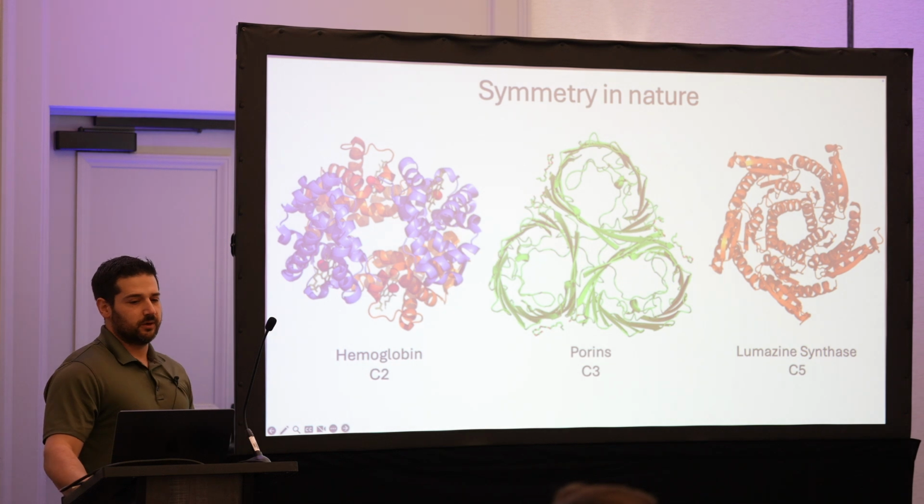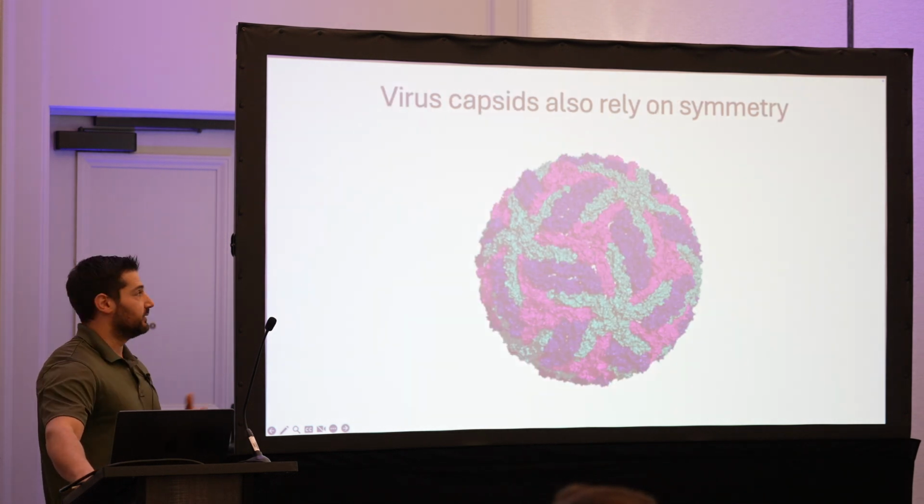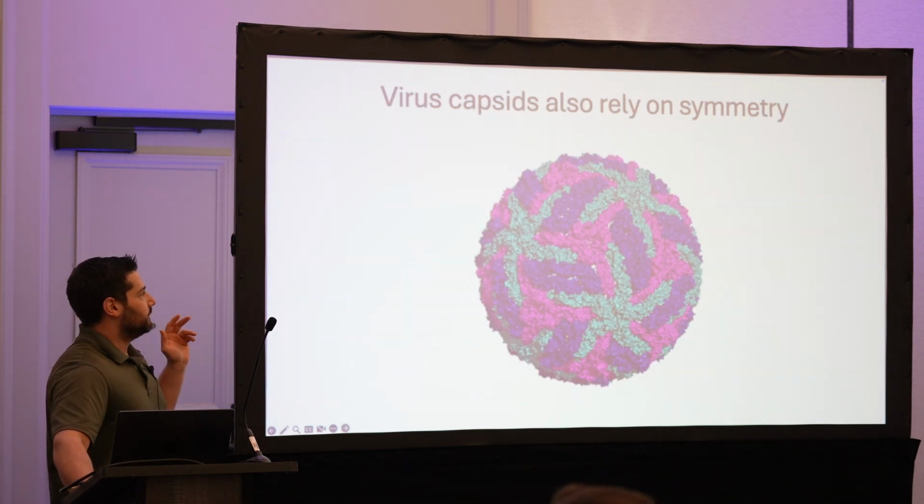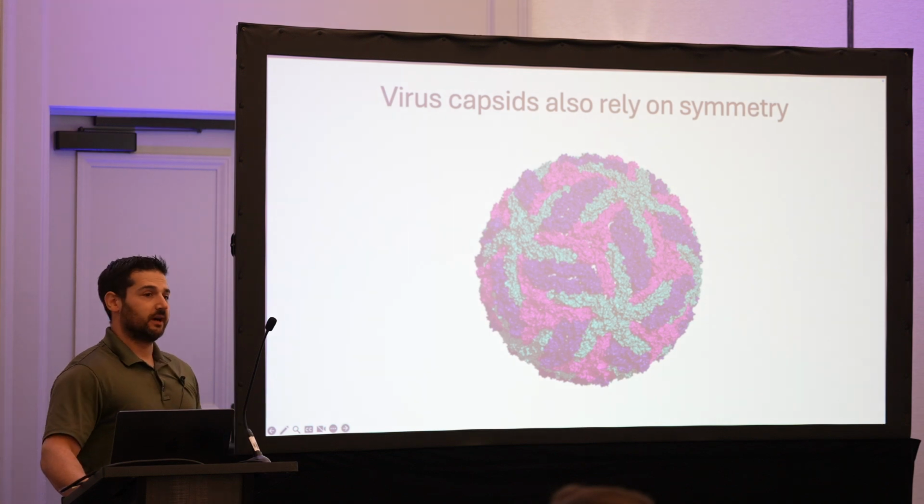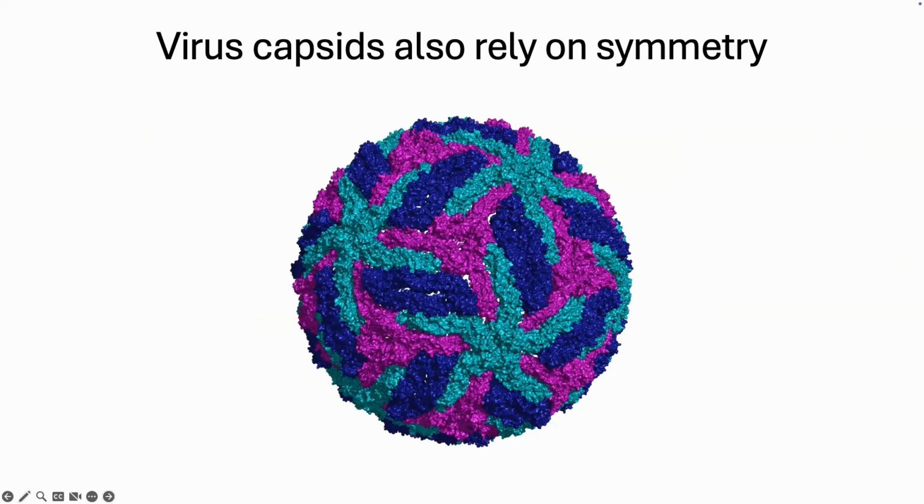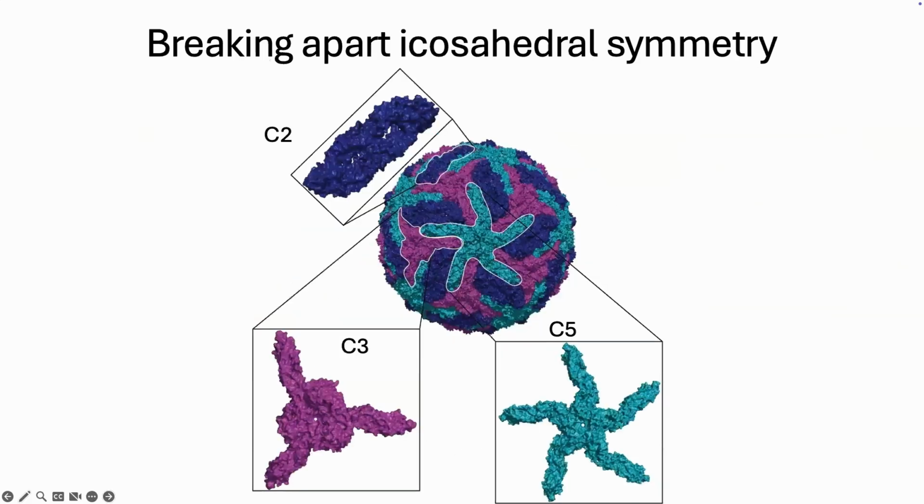But if we do go up in size to something like a virus, we can have something called icosahedral symmetry, which has a mixture of C2, C3, and C5 symmetries present all on the surface.